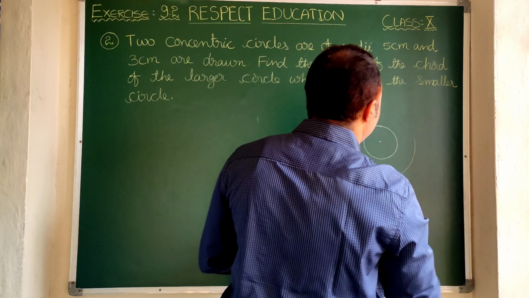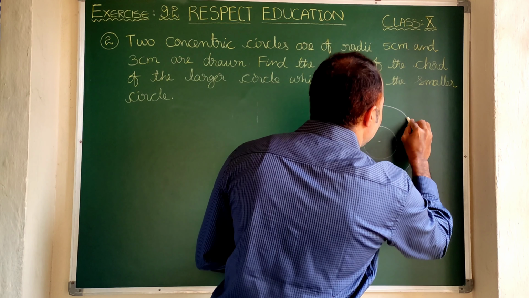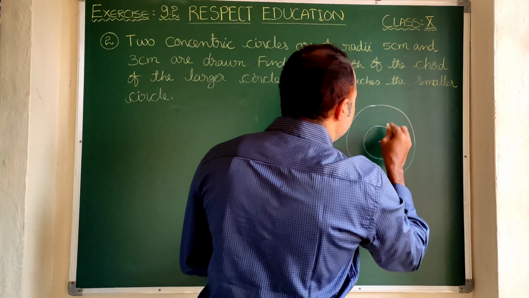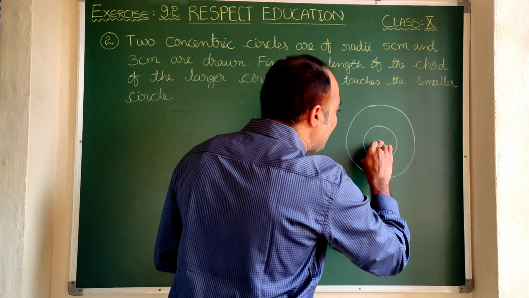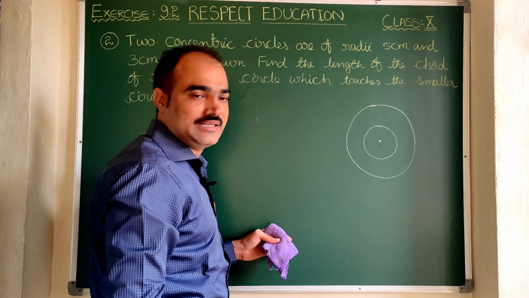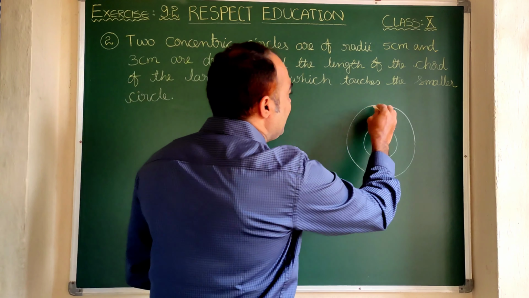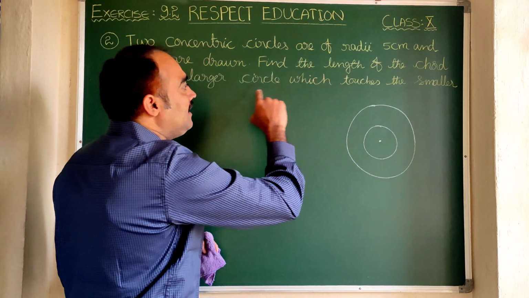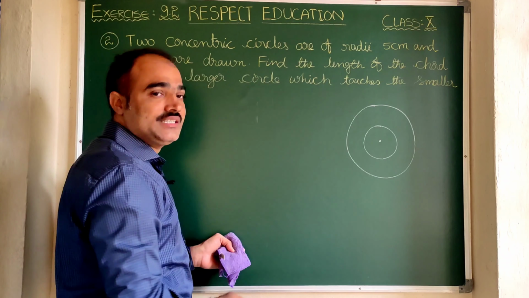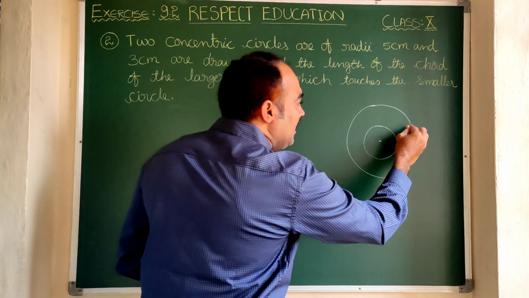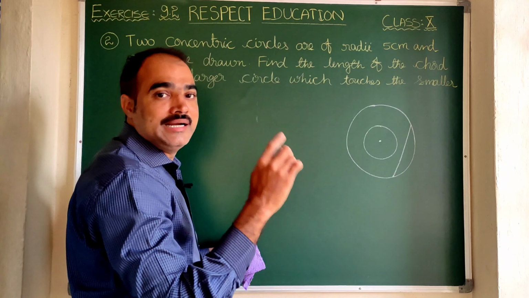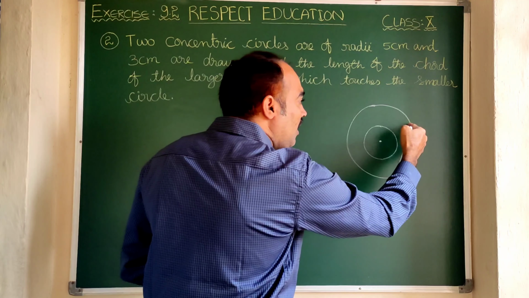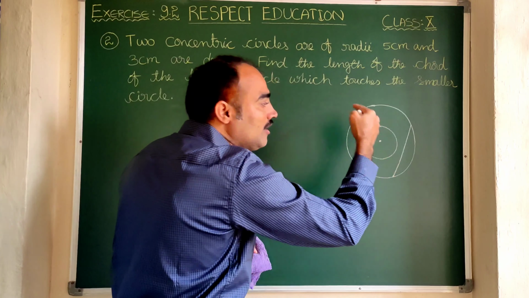So here, let us take two circles whose center is common. Those are called concentric circles. Here we need to find the length of the chord of the larger circle. If you draw a chord like this, it will be a chord, but the condition is that this chord should touch the smaller circle.